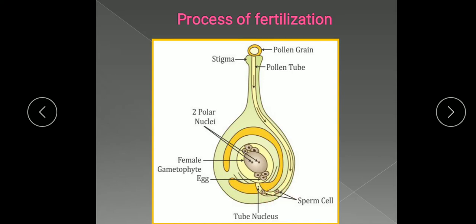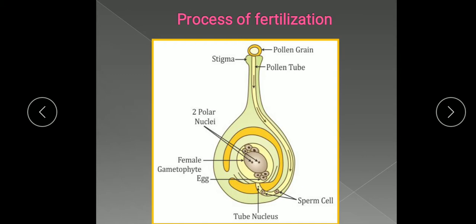Now what happens? The tip of the pollen tube, after reaching and entering the ovary, probes through the micropyle, ruptures and discharges the 2 male gametes. So as the pollen tube reaches the micropyle, it breaks there and then releases the male gametes. So the pollen tube ruptures and the male gametes are released and enter the ovule. Now further fusion takes place.